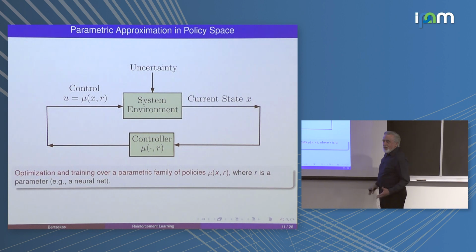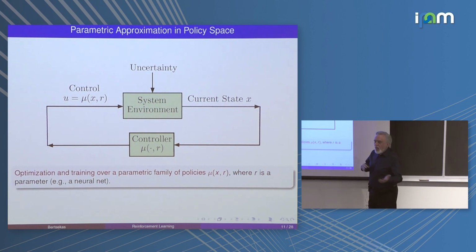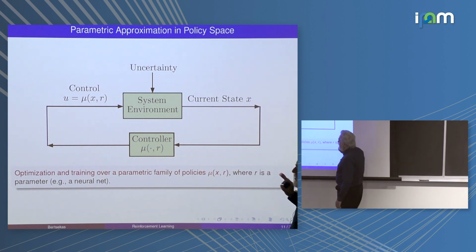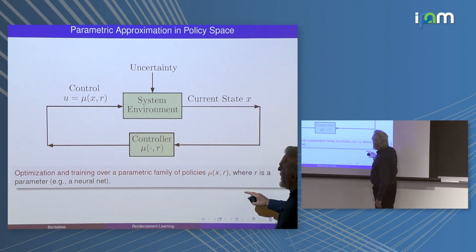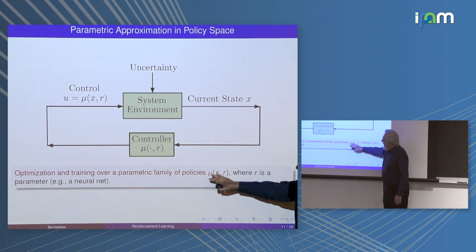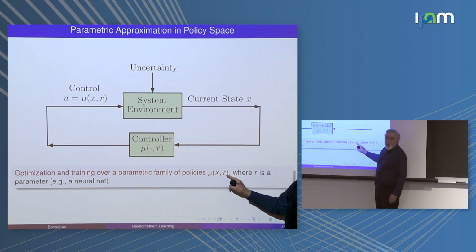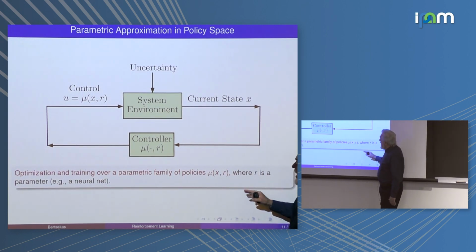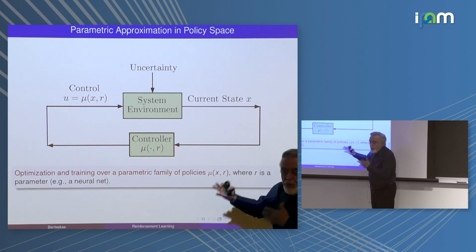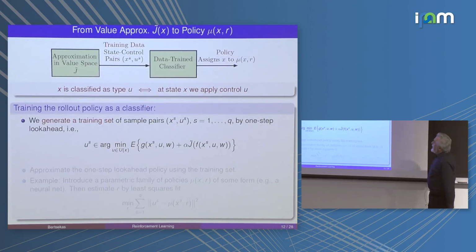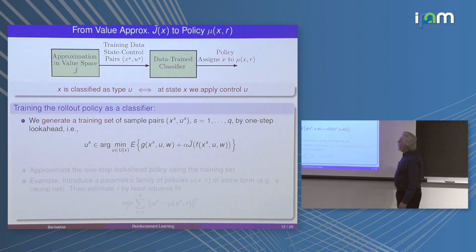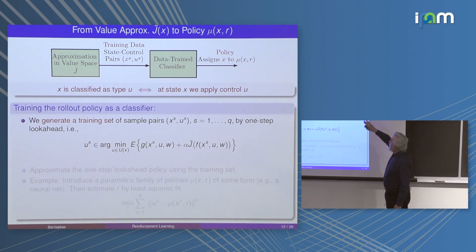Okay. Now, there's also the issue of how do we approximate policies. The rollout policy is obtained by one step look ahead, but how do we represent that? And the major way of doing that is to introduce a family of policies, a parametric family that depends on a parameter r, such as, for example, a neural network, in which case r would be the set of weights of the neural network, and then you find some r here that somehow fits the situation. Okay. So now how do you go from value approximation from a J tilde to a parametric policy?